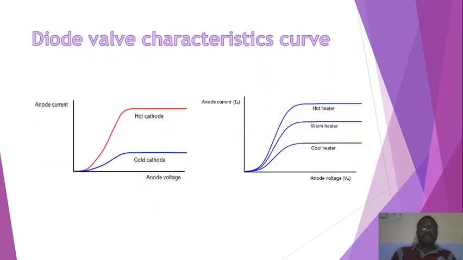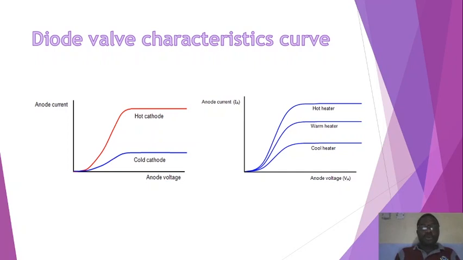Now, when you look at the curve, the anode current versus anode voltage, you see that initially an increase in the anode voltage increases the anode current, but the situation will not continue indefinitely.